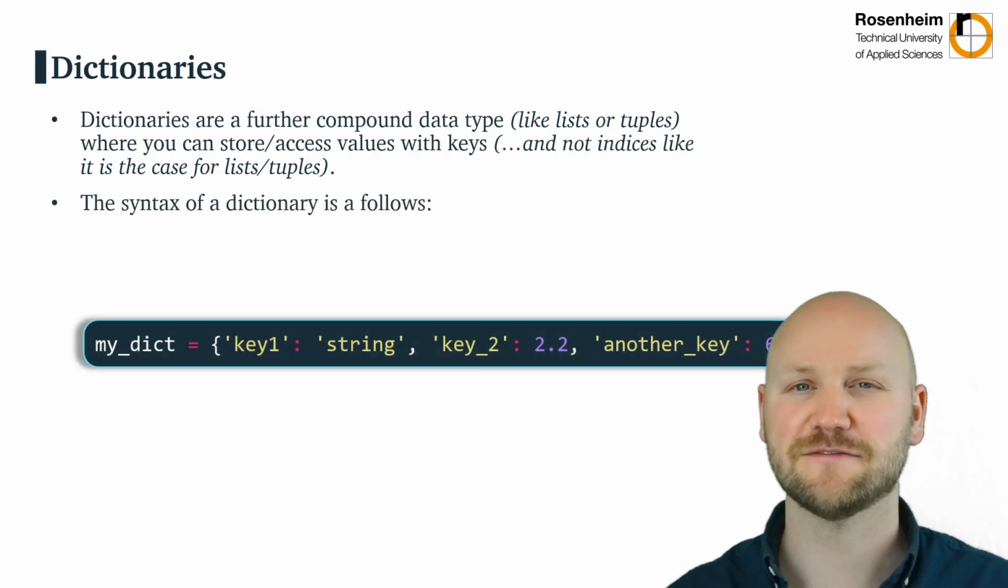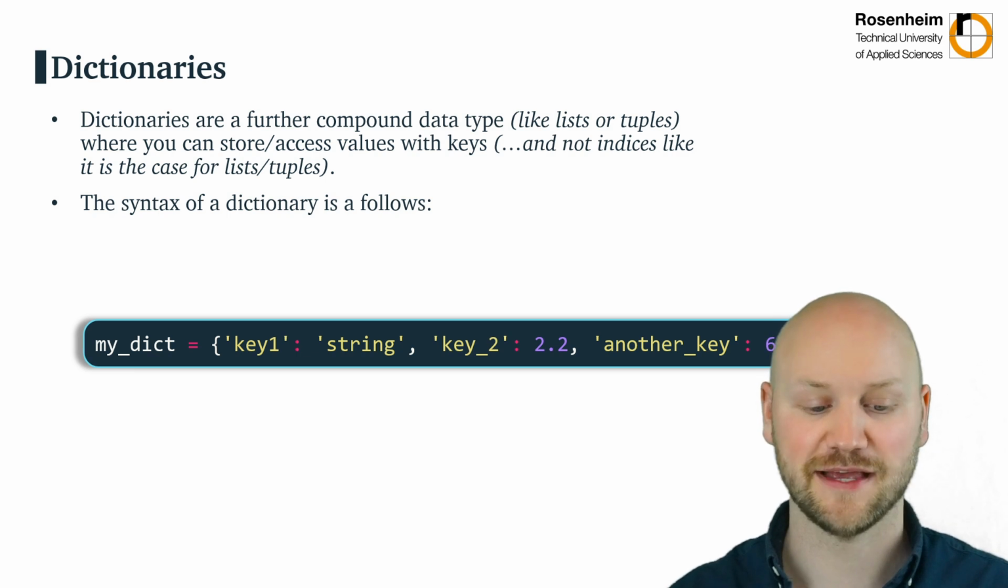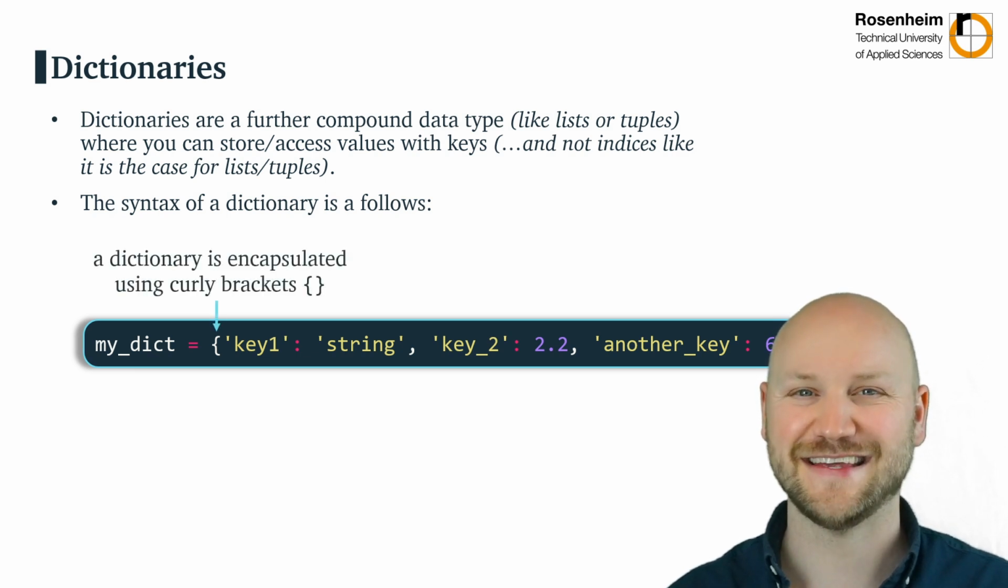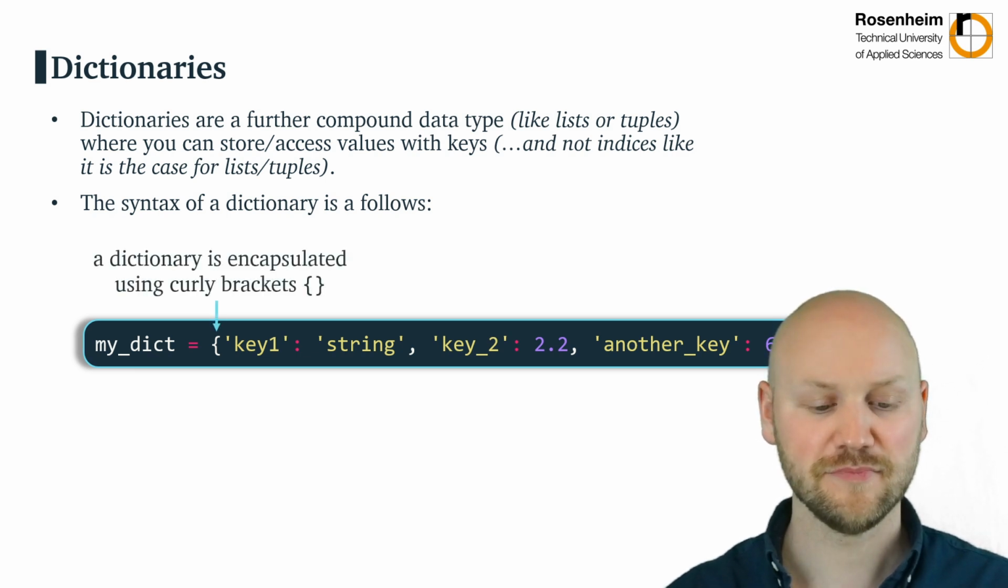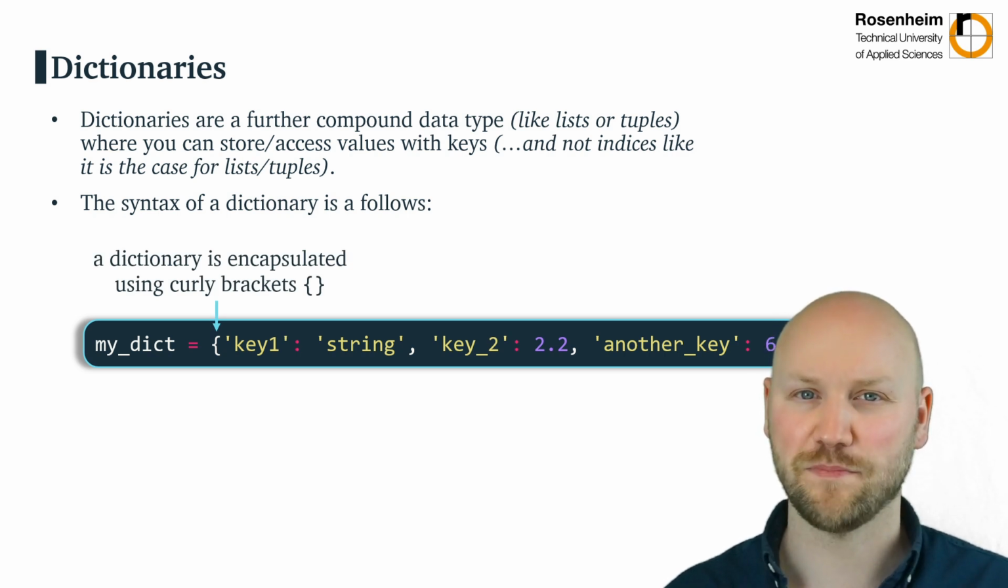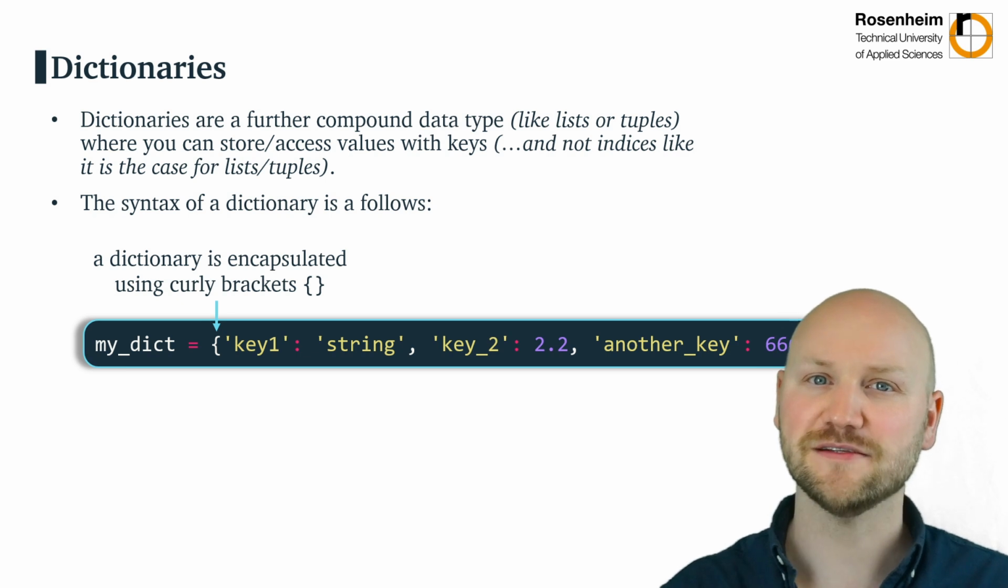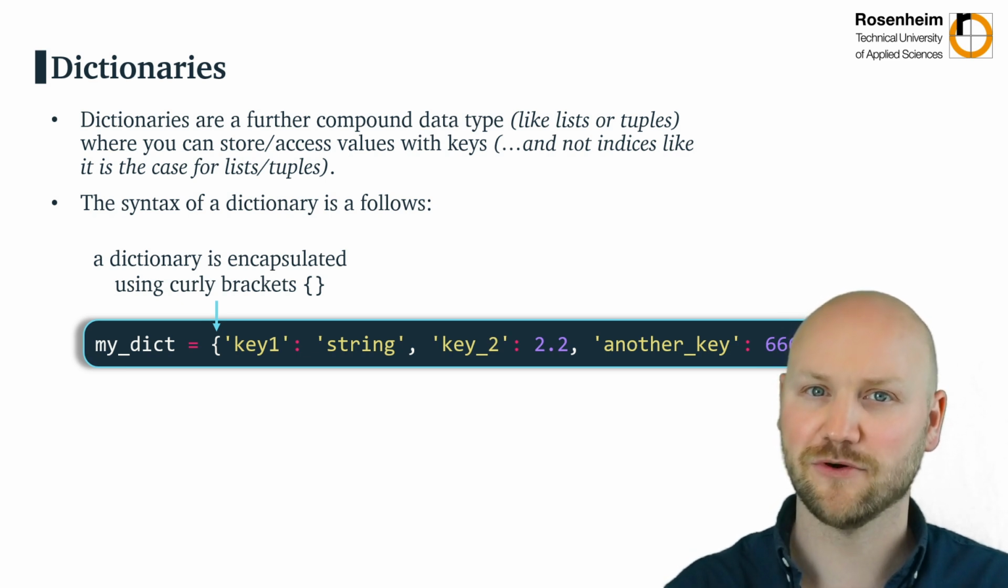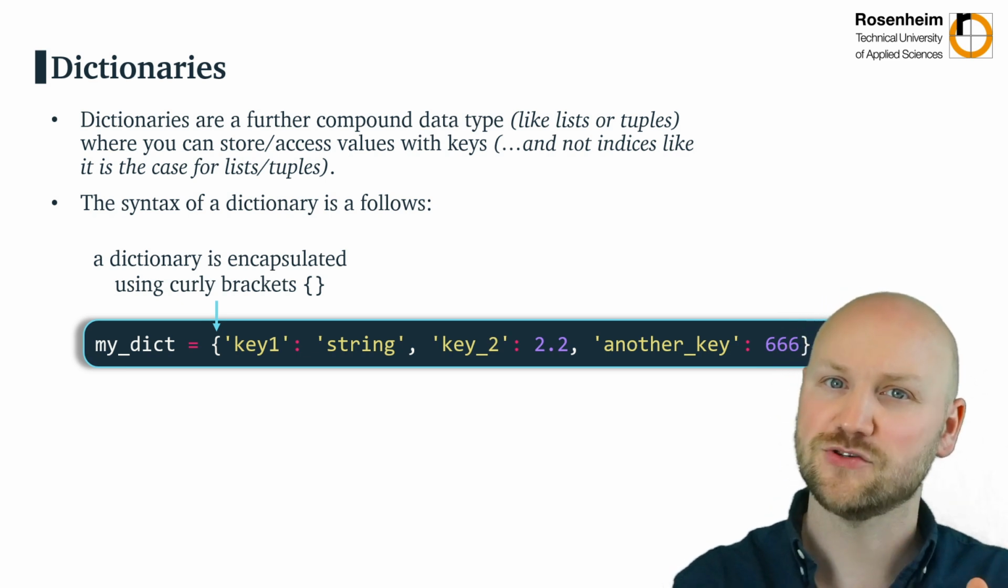So the syntax is as follows. We have curly brackets that are encapsulating our data. So these curly brackets encapsulate multiple key value pairs. So every field is not a standalone value anymore. It's always the value together with the key.